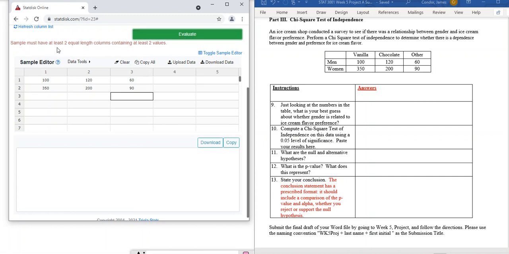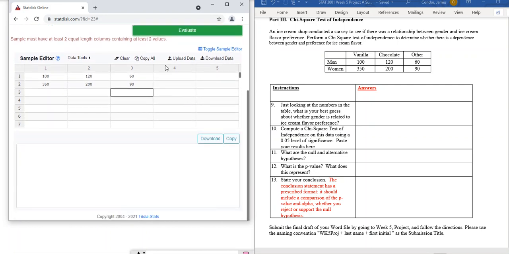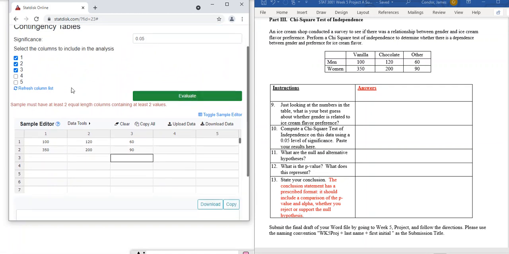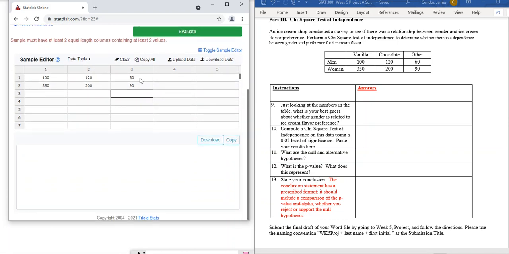Sample must have at least 2 equal length columns containing at least 2 values. Whoops. Oh, okay. My fault. Got to go up here and select them. 1, 2, and 3. Okay. So good thing I did that, so you got an error and wouldn't have known. Now, so there's the data in columns 1, 2, and 3. Now what I'm going to do though is I am going to change the data. So don't worry, that's your data. I'm making this up because I don't want to give you the answer.